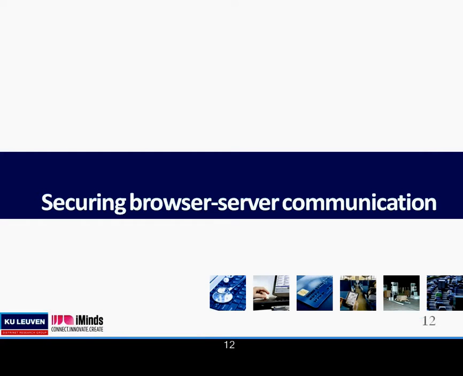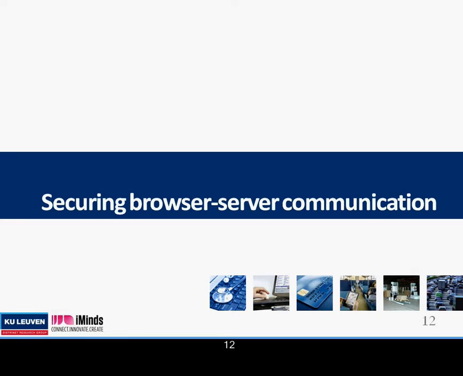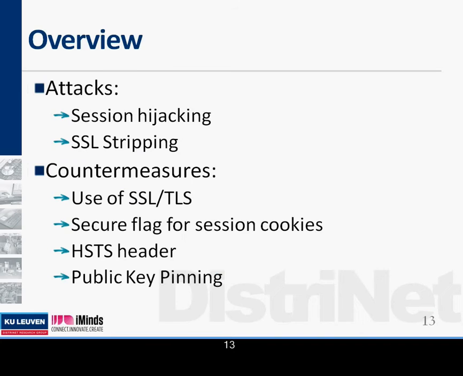Okay, this is enough for basic context. We know the security policy, the same origin policy, and that will be enough to understand all the rest of the talk. The first topic I want to touch on is how we can secure the browser-server communication. And the 2 attacks I will discuss here are session hijacking and SSL stripping, and I will discuss a number of countermeasures in increasing complexity, or in increasing protection, that they offer towards secure communication between the browser and the server. So the first attack, session hijacking, will not be new.